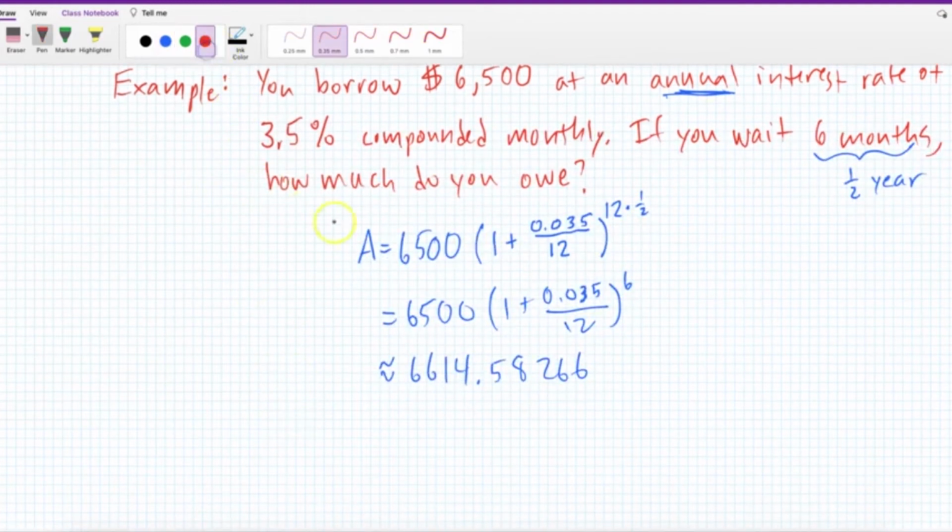Okay, our question was how much do you owe, which is the amount. And this is generally done in dollars, which means we're going to round it to the hundredths place for the number of cents. So that means you owe, or I owe, depending on how I want to interpret this question, $6,614.58.